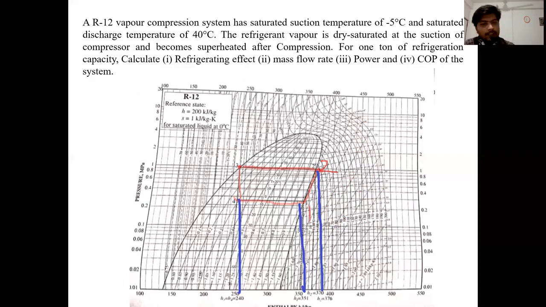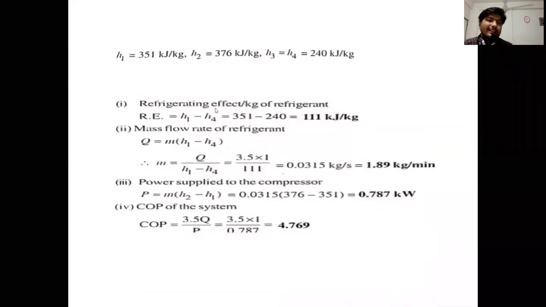Point 3 is automatically on the saturated liquid line, and draw a straight line down to get point number 4. Corresponding to this, H2 is obtained and H1 is obtained. Here the y-axis is enthalpy and this one is a pressure line. Points 3 and 4 have the same enthalpy because it is an isenthalpic process. So from this chart, we obtain all the values: H1 is 351, H2 is 376, H3 and H4 are 241, both equal because of the isenthalpic process.